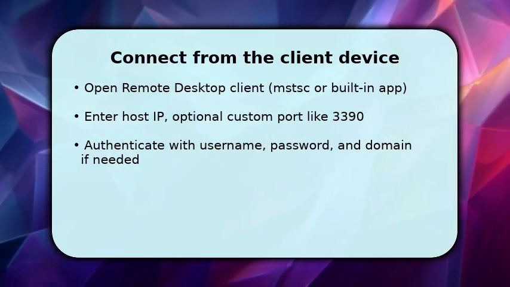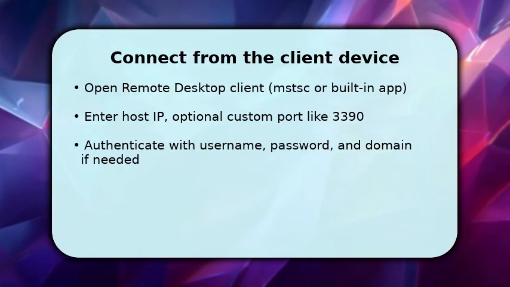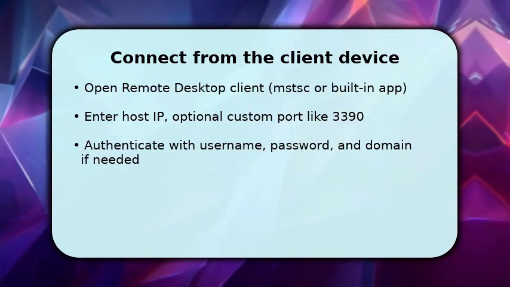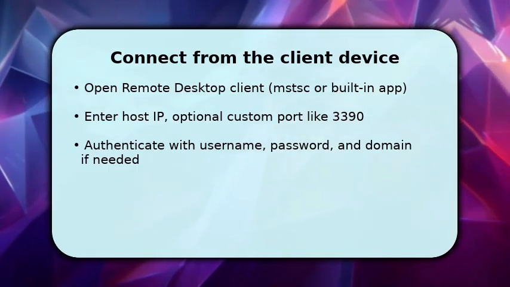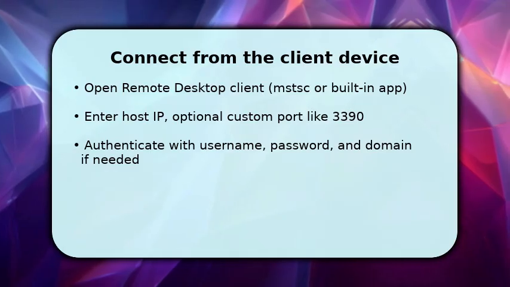On your client device, open the Remote Desktop client and paste the host IP or host name. If the host uses a non-standard port, append it like host:3390. Click Connect and respond to any certificate prompts. This confirms identity but doesn't always mean danger.